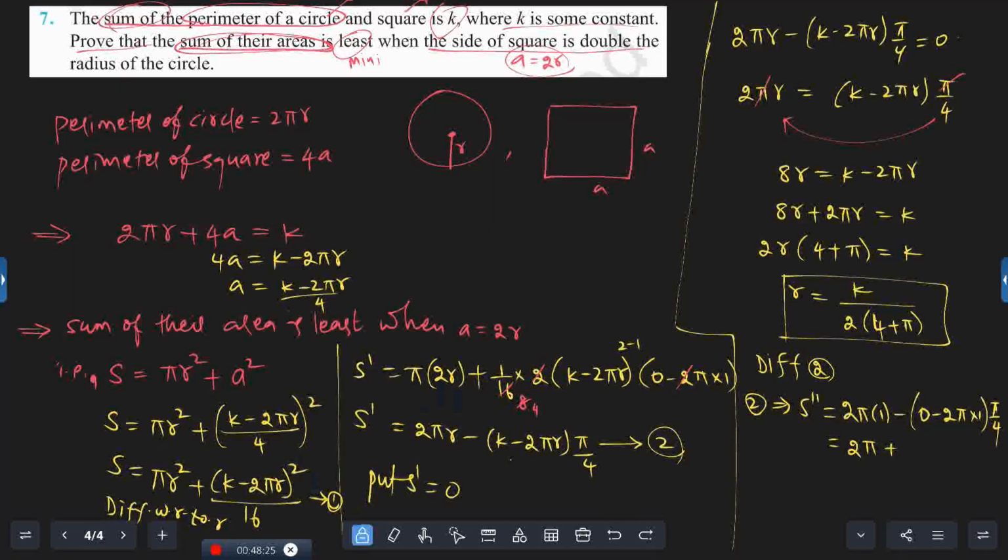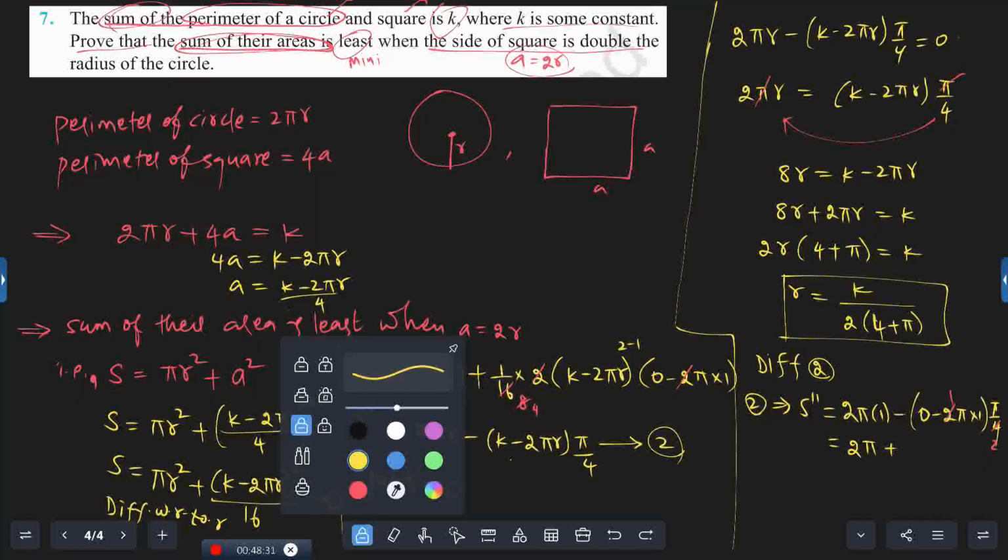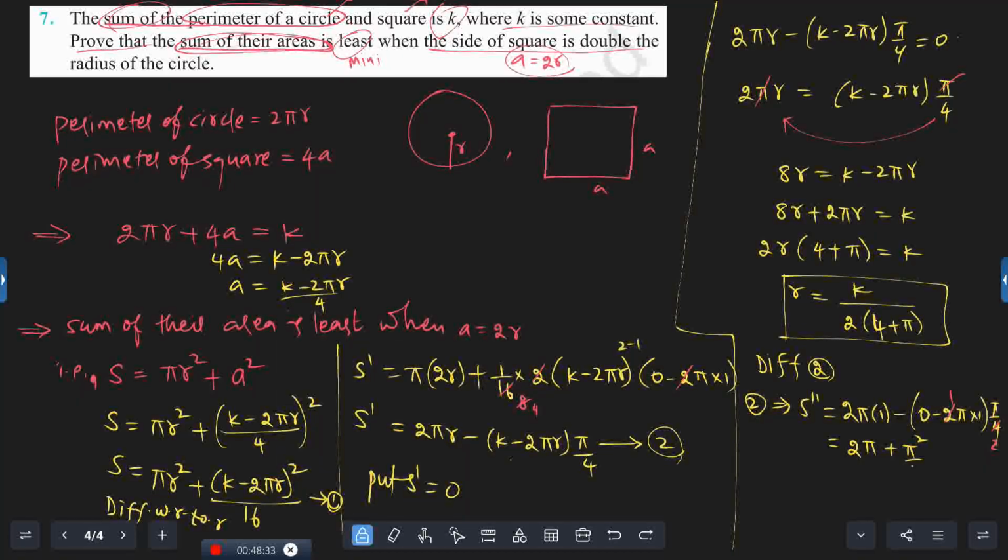You can cancel this by 2 on this one. 1 time, how many times? 2 times. So pi into pi square, you will be getting pi square divided by 2. Anyway, this is greater than 0 because no R to substitute. Greater than 0, this is least. Double derivative greater than 0, least.